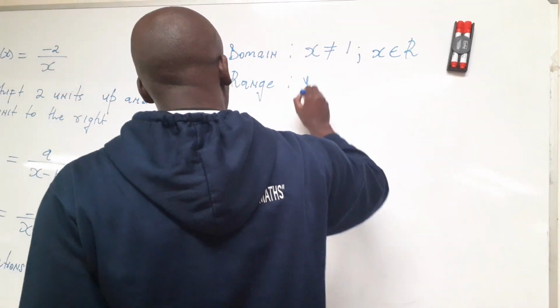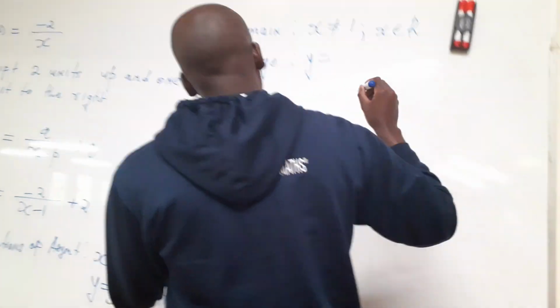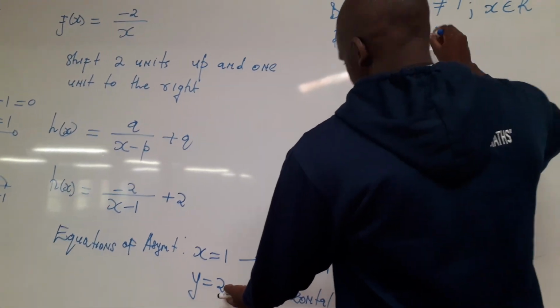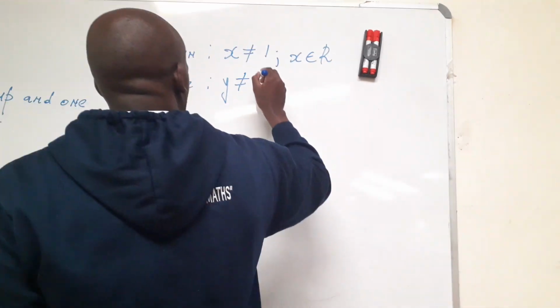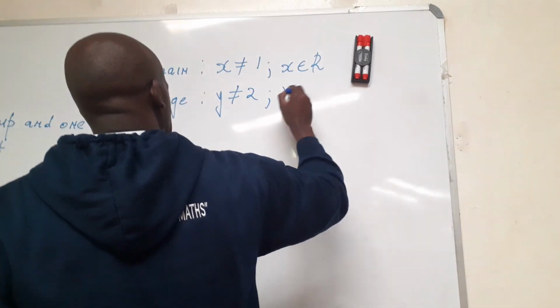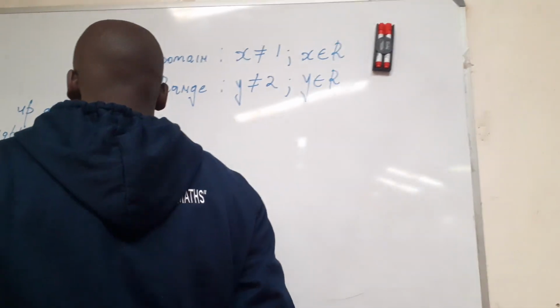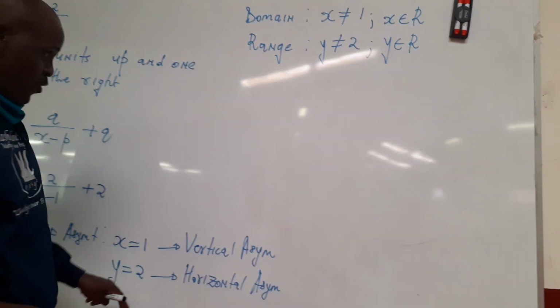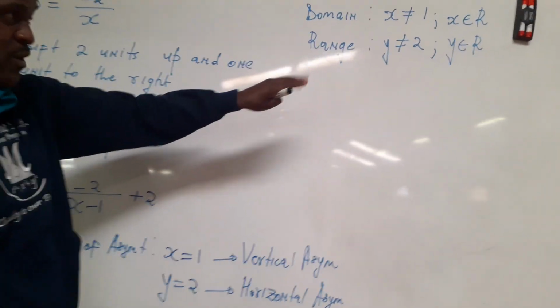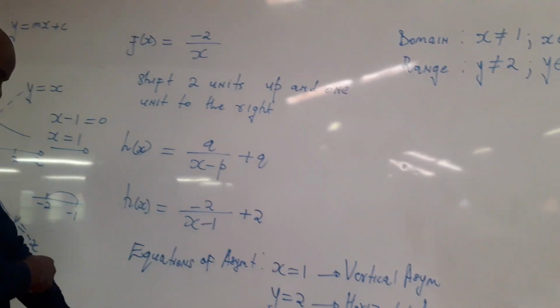Same thing here. You oppose this one. Y must not be equal to 2, but y can be any value. It mustn't be equal to 2, but can be any value. Y is an element of real numbers.